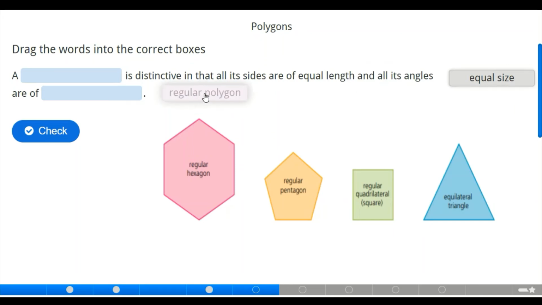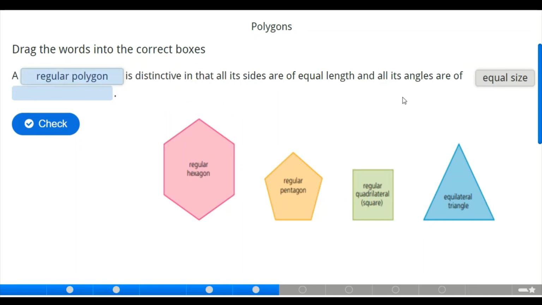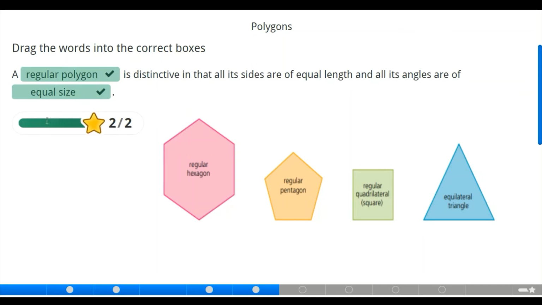We have a regular polygon that is made up of what? All the sides are equal in length and all the angles as well are equal. Now let's look at what we have here. This is a hexagon. We treated polygons in our previous class. This is a pentagon, which is made up of 5 sides. This is a square, which is made up of 4 sides, and this is an equilateral triangle, which is made up of how many sides? 3 sides.